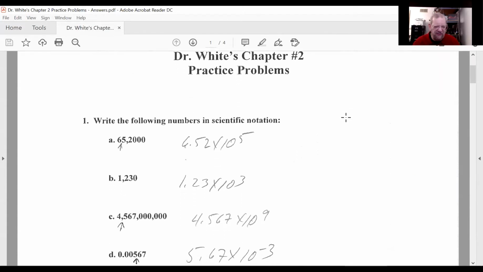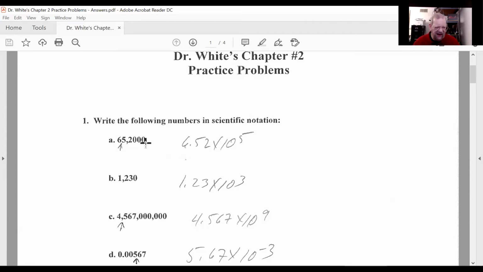Write the following numbers in scientific notation. How do you do that? You look at a number, and if there is no decimal, you look where there should have been a decimal, and you move it to the right of the first non-zero integer. And if the number is greater than 10, 10 to the x power, x is a positive number. If it's less than 1, 10 to the x, x is a negative number.